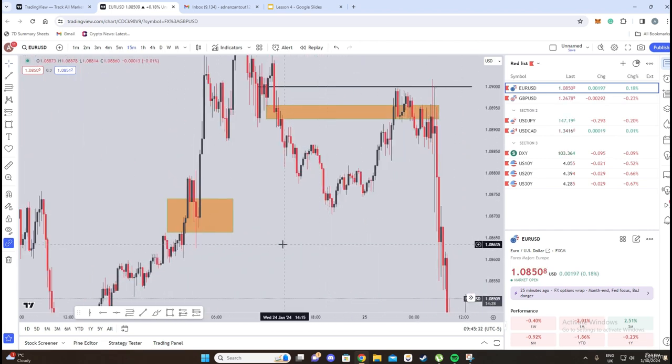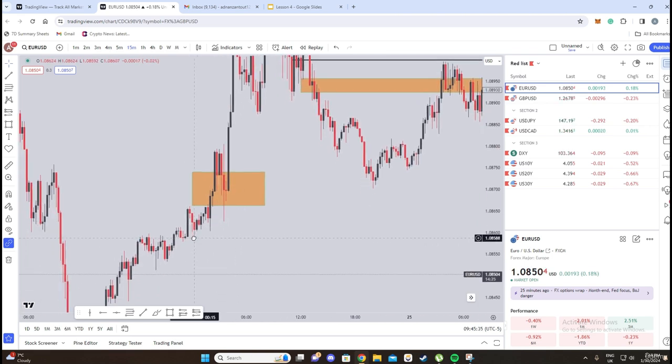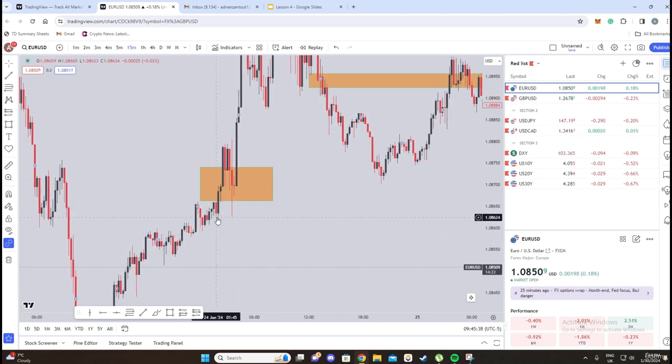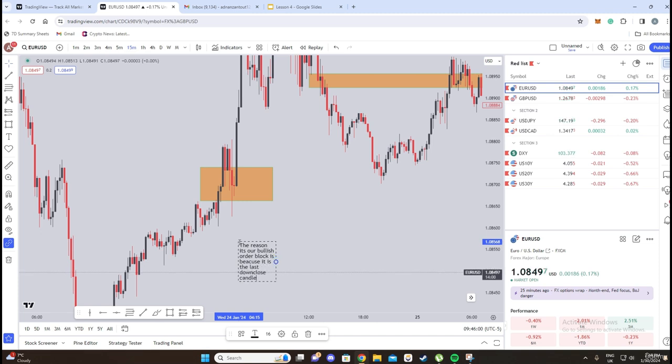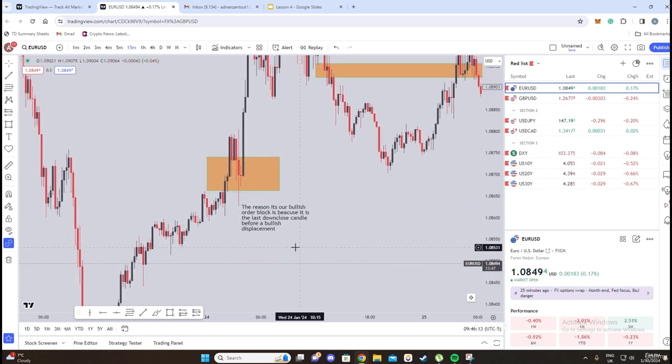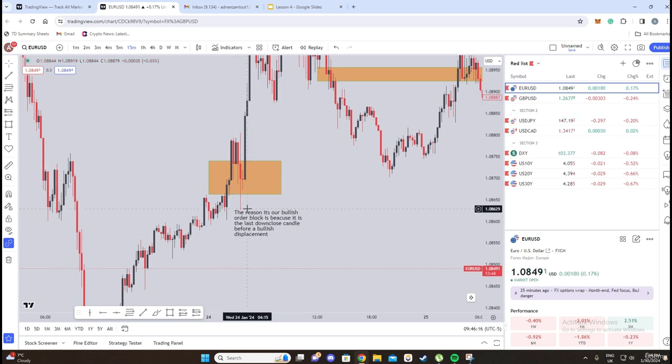And is it? Yeah. So this would be our bullish order block, and the reason it's our bullish order block is because it is the last down close candle before a bullish displacement. Before a bullish displacement. So you see, this is the wick.